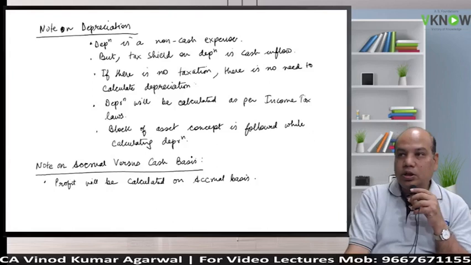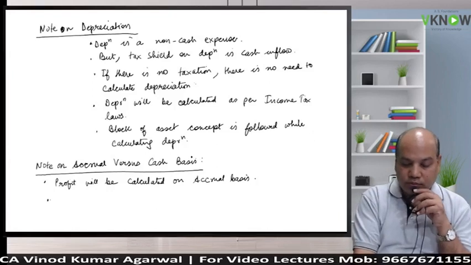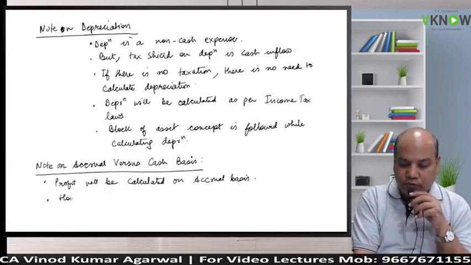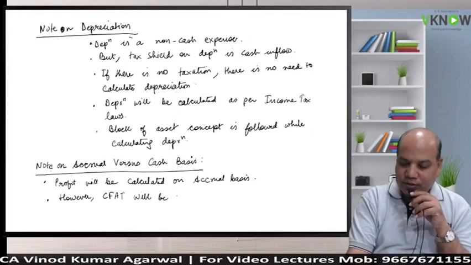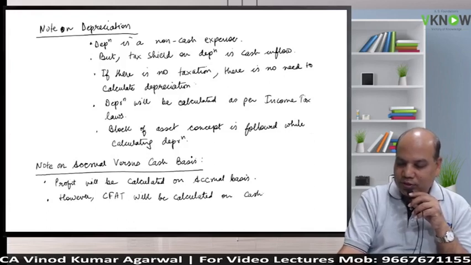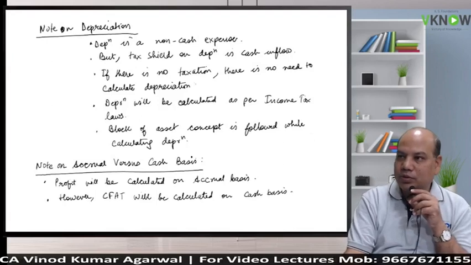Profit will be calculated on accrual basis. Note number 2 below that. However, CFAT will be calculated on cash basis, means actual timing of receipt or payment of cash.